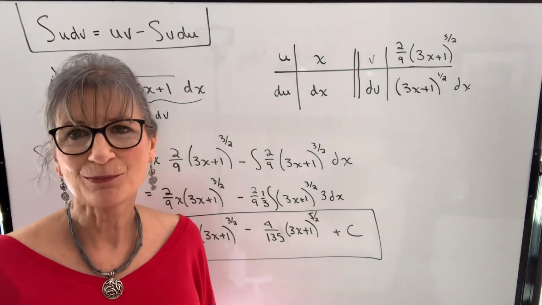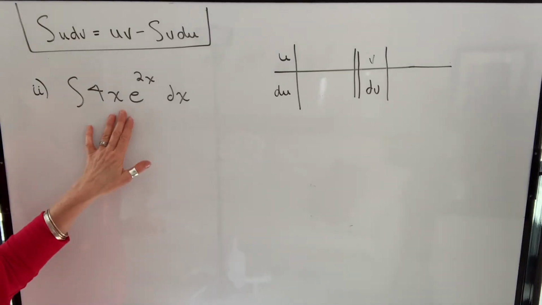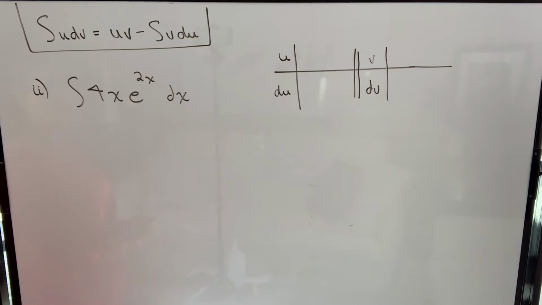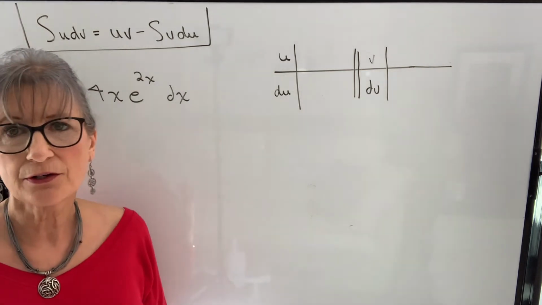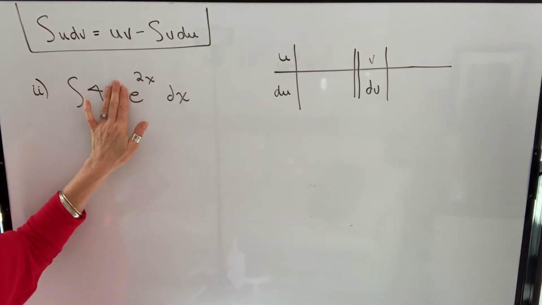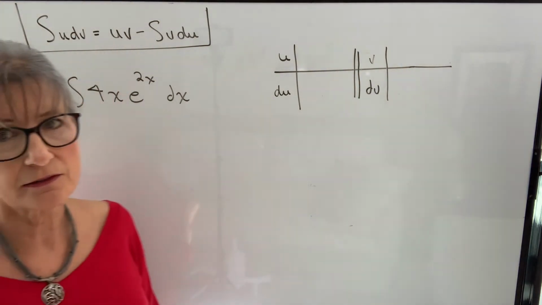Let's try some more examples. In my next example, I have the integral of 4x times e to the 2x dx. We cannot integrate this by any of the patterns that we've looked at. If I didn't have that x there, I would be able to. But that x creates a problem.